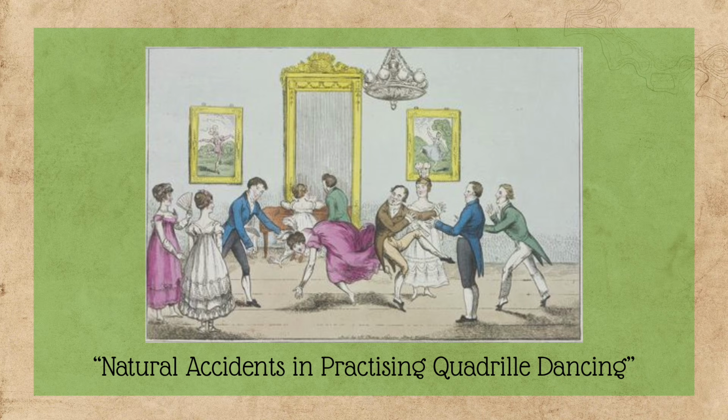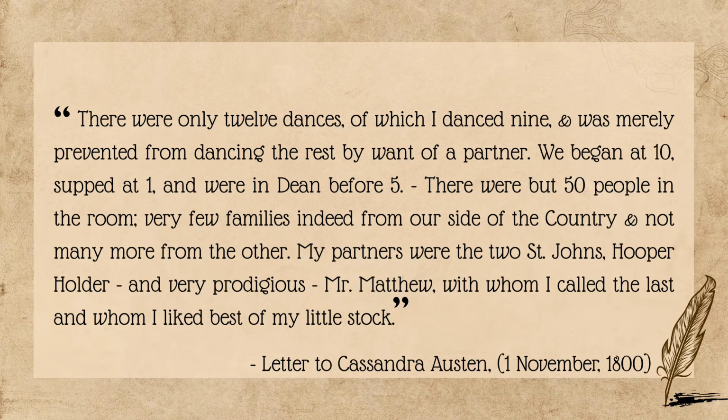Interestingly, though, while 60 people made for a good turnout to Jane in the last letter, in the next letter she describes a ball with a turnout of 50, and she seems less pleased. This is from the letter dated 20th and 21st of November, 1800. "There were only 12 dances, of which I danced 9, and was merely prevented from dancing the rest by want of a partner."